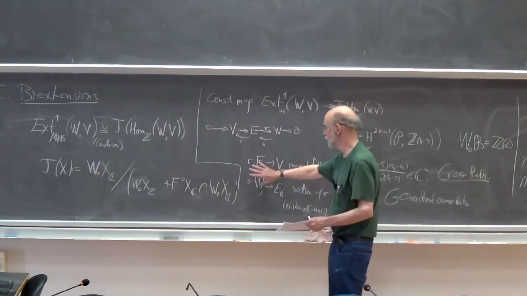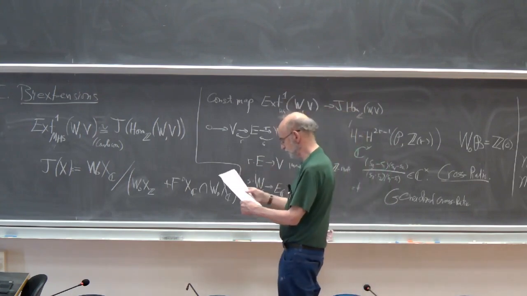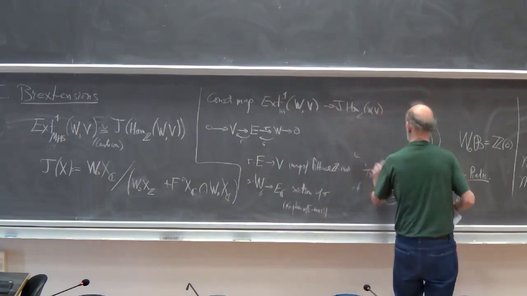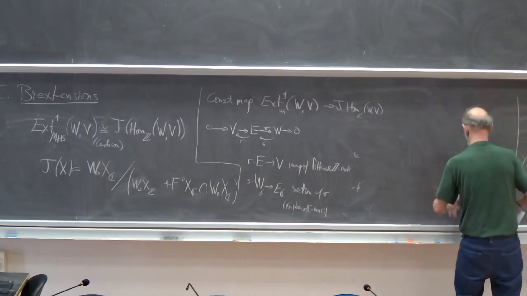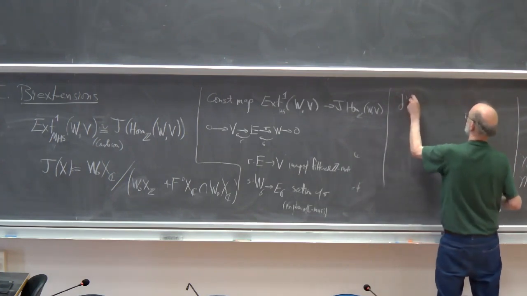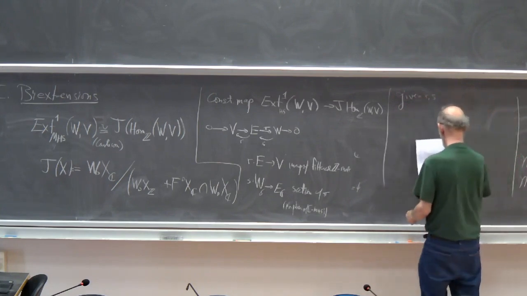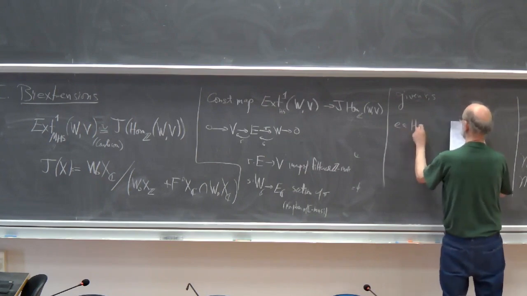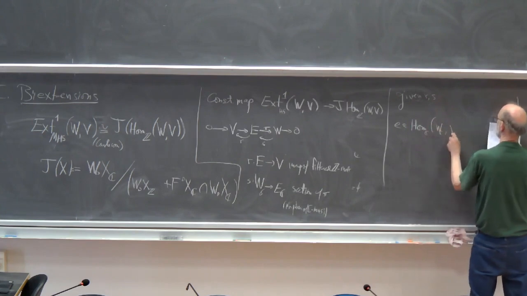But in any case, assuming that we have an R and an S, given R and S, then we can compose and take E, which is an element in Hom C of W_C, V_C.